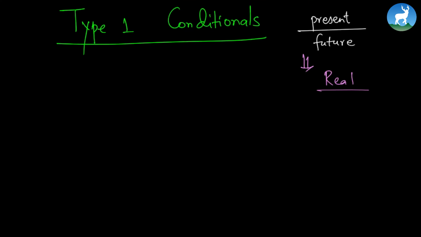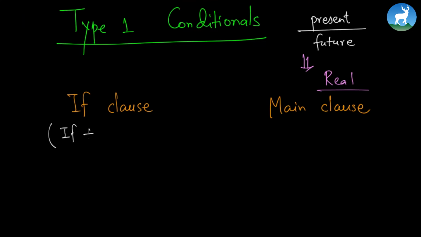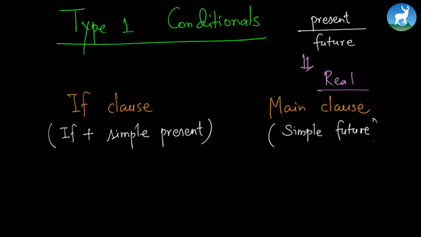Possible condition, probable result. In these sentences, the if clause is in simple present and the main clause is in the simple future. So let's see how that is done. So we have an if clause followed by a main clause, right? We have an if clause followed by a main clause. So the basic structure here is if plus simple present, and in the main clause we have simple future. So let's write some examples and you'll be very clear.